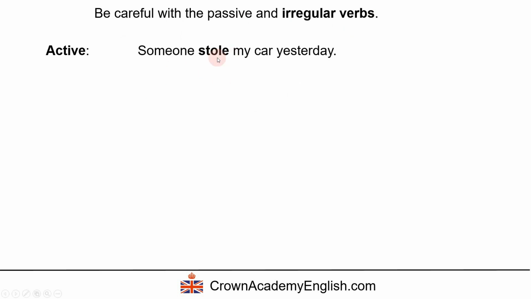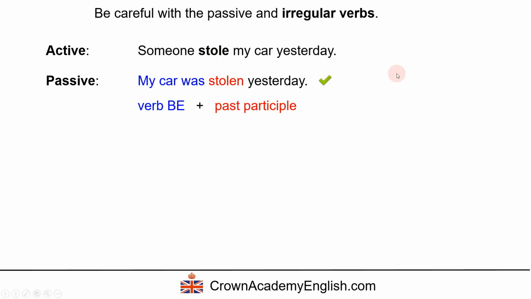So we have a different verb here. Someone stole my car yesterday. So "stole" is the past simple form of the verb steal. And in the passive, this becomes: My car was stolen yesterday. Okay, so notice here the past participle is not the same as the past simple.